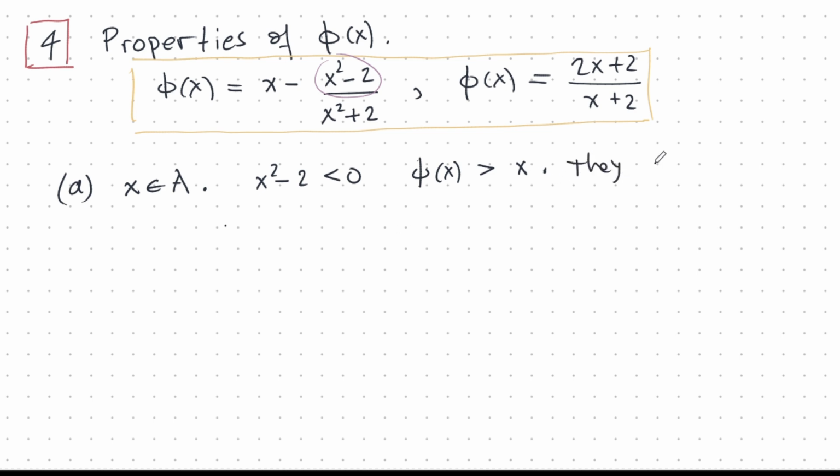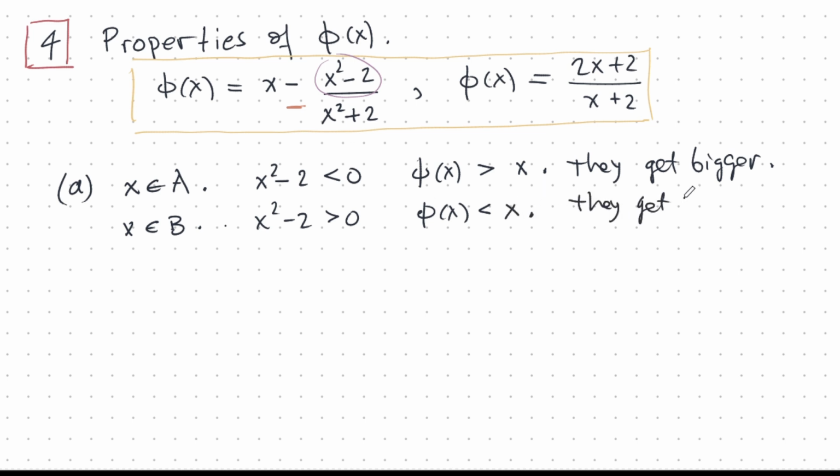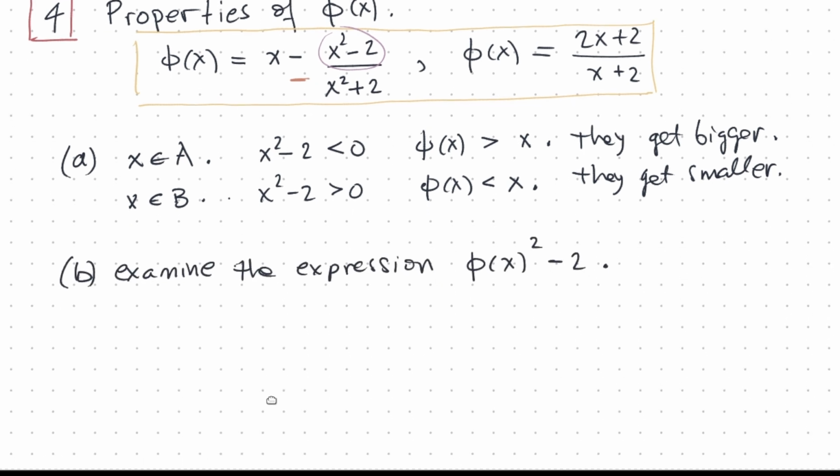Iterations get bigger. And what happens when x is in B? Well, x squared minus 2 is now greater than 0. So this negative sign here remains, and phi of x is now smaller than my initial guess x. And these iterations, they get smaller. So like we saw numerically, the iterations approach root 2 from above and get smaller and smaller. Very beautiful. All right, continuing with this proof.